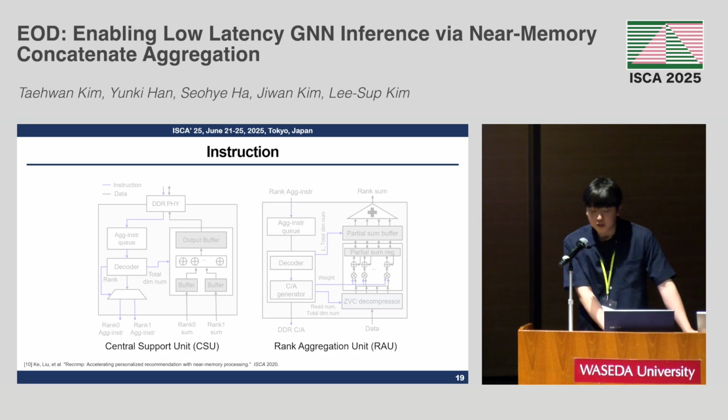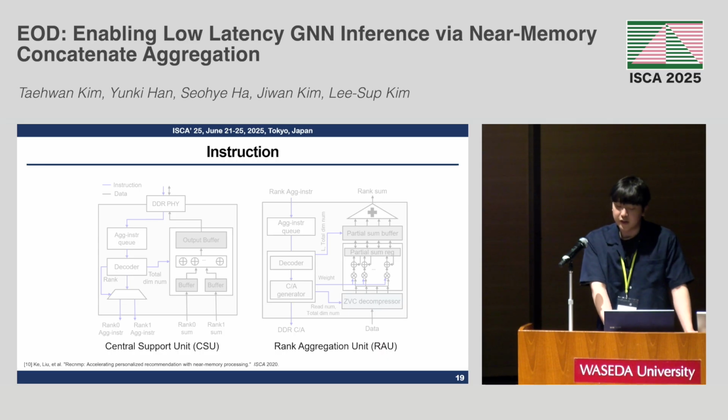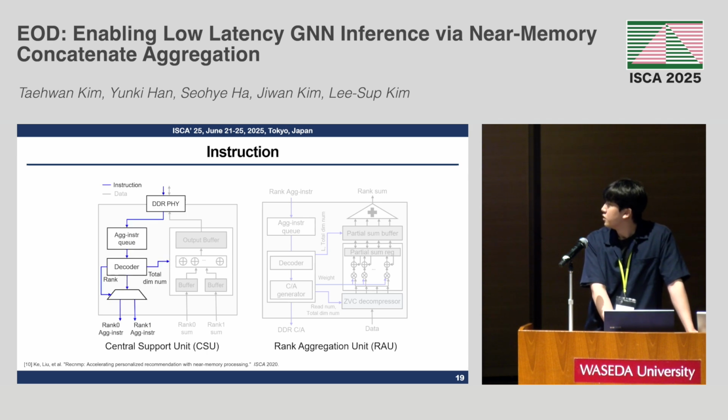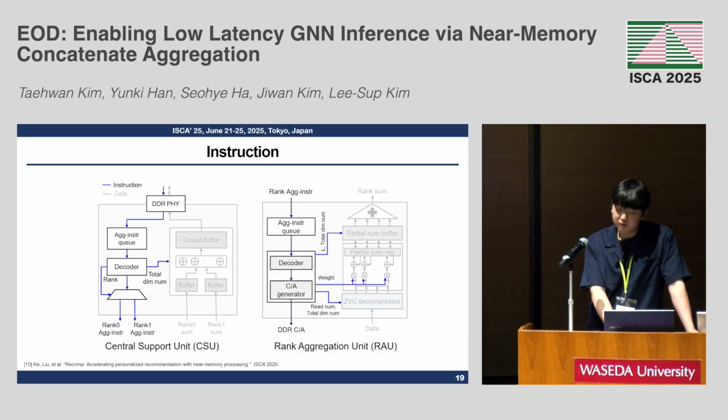The hardware architecture is similar to prior NMP architectures designed for deep learning recommendation models like RecNMP. This figure shows the architecture to send the instruction. For each instruction, we use rank-level parallelism. It starts from the central support unit and rank aggregation unit to decode commands and perform aggregation.